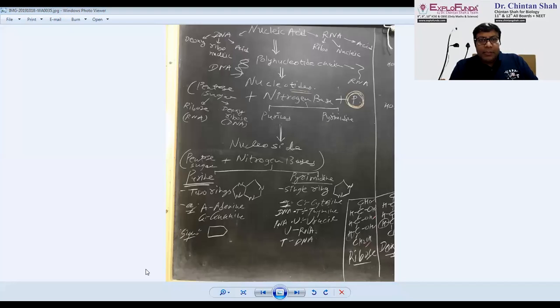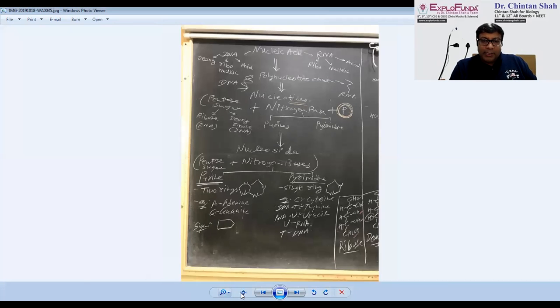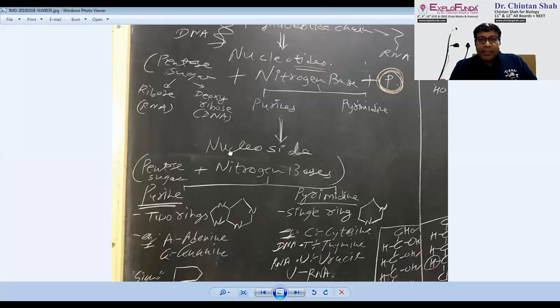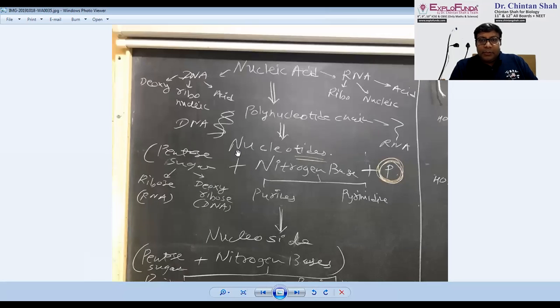Here there is a nucleic acid. Nucleic acid is known as deoxyribonucleic acid, that is DNA, and ribonucleic acid, that is RNA. Please be with me. I will give you time to copy this. Just be with me, just enjoy this. Don't write down anything right now. So this is the nucleic acid.